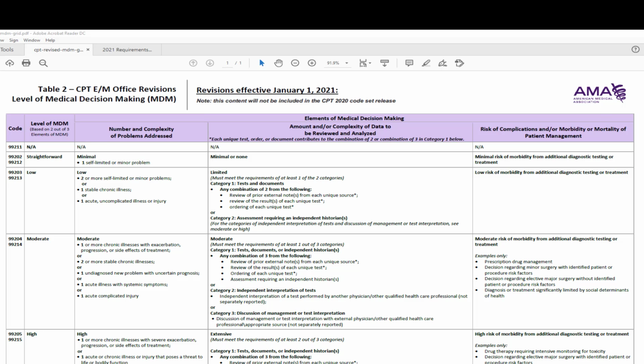All right, so if your patient comes in and you're not looking at other records and they didn't bring in other information from previous doctors and there's no test you're looking at right now, which is a lot of the patients that we see, that's going to be minimal or none. And number 3, risk of complications, morbidity, mortality is going to be minimal from additional diagnostic testing or treatment, which kind of defines many of the new patients that we're going to see. So you're seeing so far that a lot of our new patients could fall into that 99202, 99212 when dealing with the medical decision-making component.